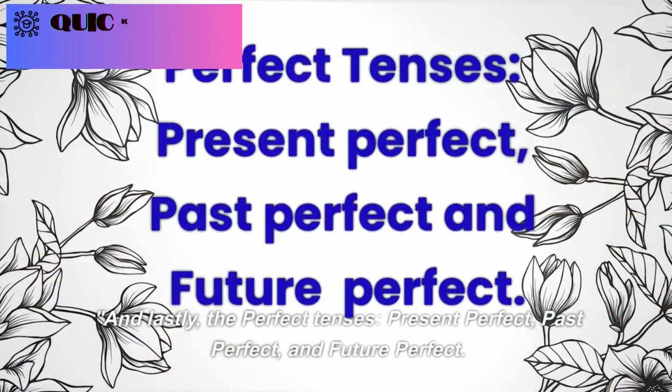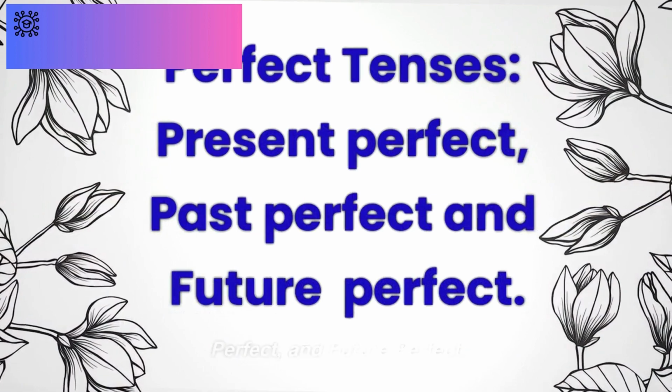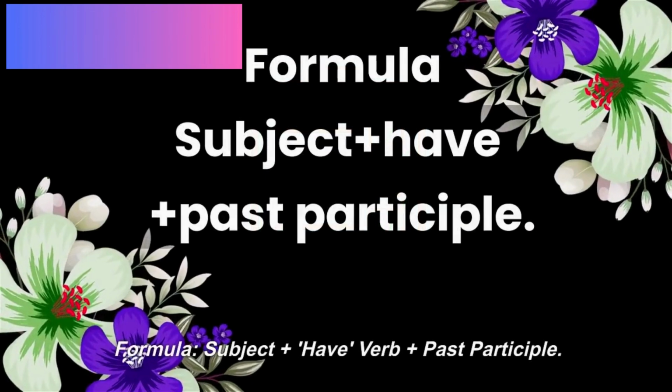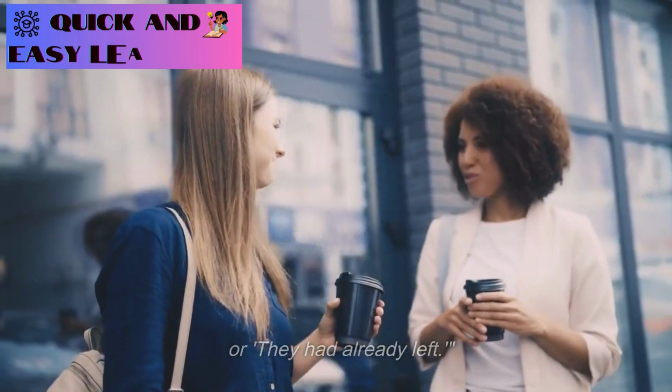And lastly, the perfect tenses: present perfect, past perfect, and future perfect. These reveal completed actions. Formula: subject plus have verb plus past participle. I have finished. Or, they had already left.